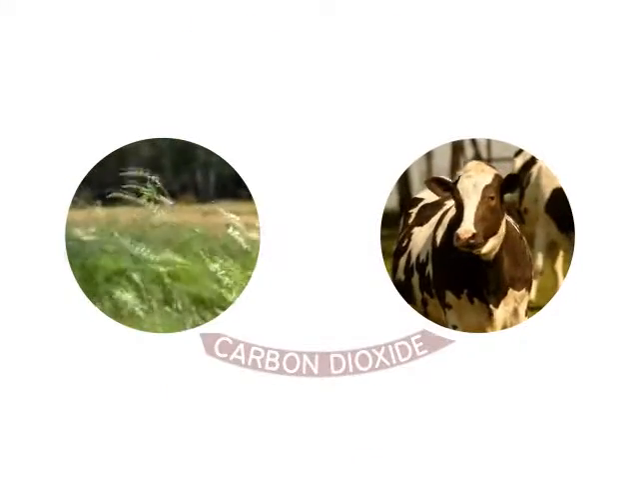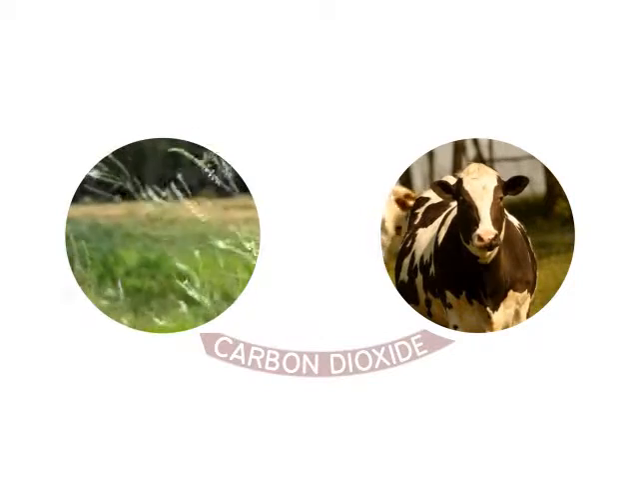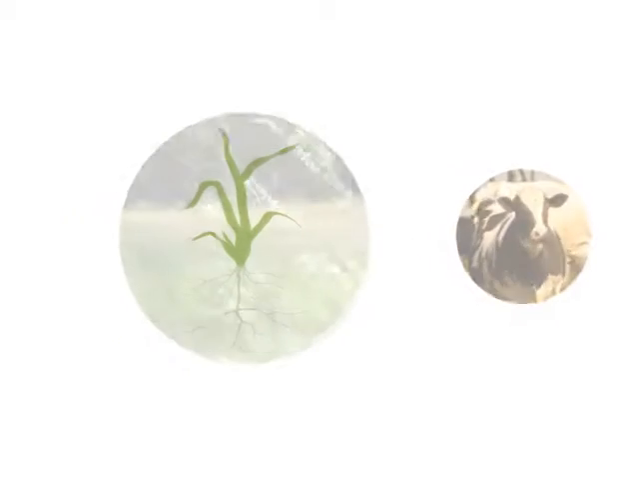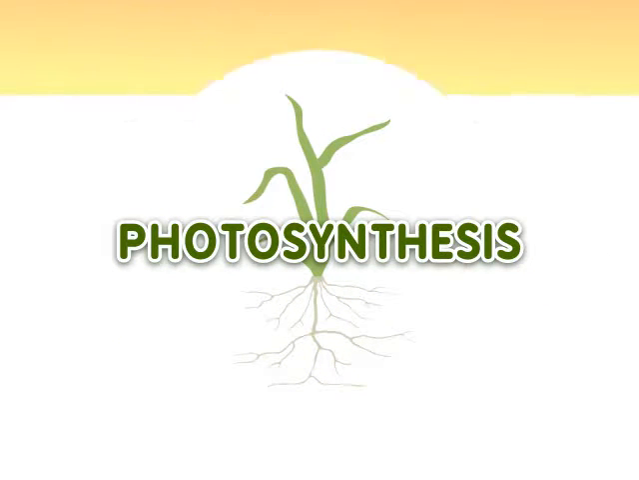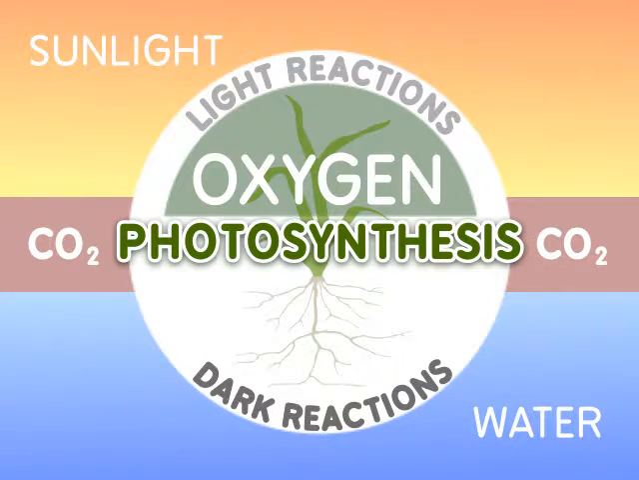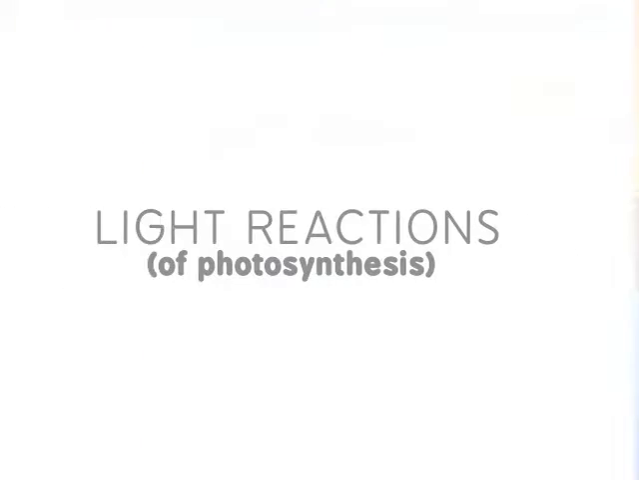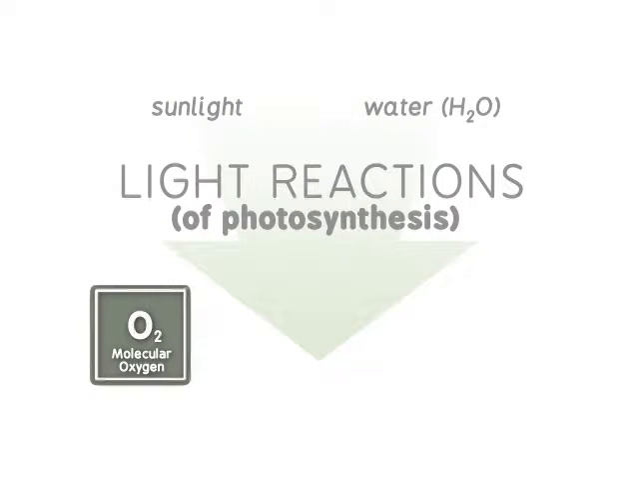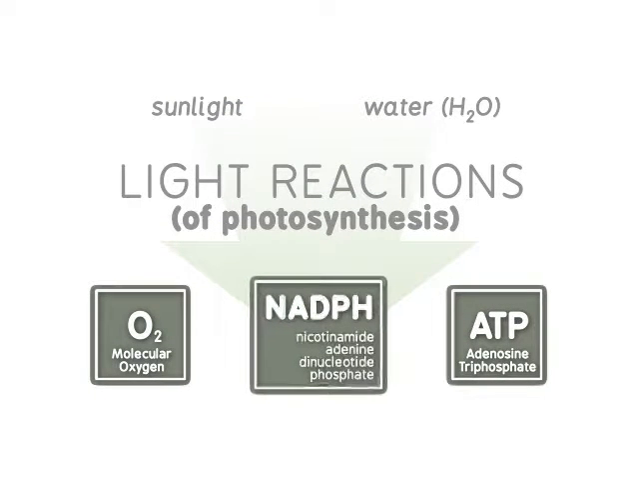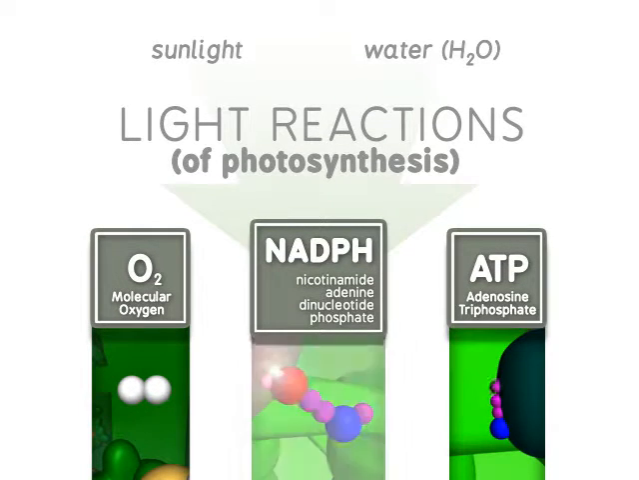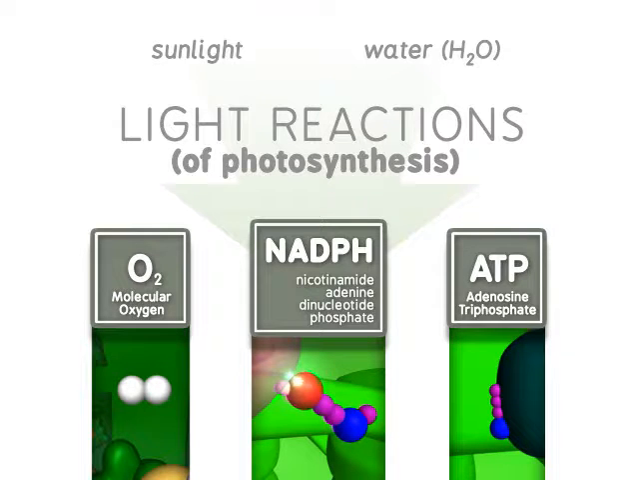The carbon dioxide that animals produce during aerobic respiration can then be used by plants during photosynthesis to make more sugars. Let's look at this more specifically. In photosynthesis, sunlight, carbon dioxide, and water are used by plants in the light and dark reactions to make oxygen and sugars. During the light reactions, sunlight and water are used to make molecular oxygen, ATP, and NADPH. The oxygen is a component of the air animals breathe. ATP and NADPH are important energy molecules.